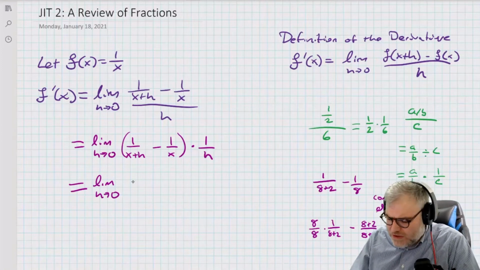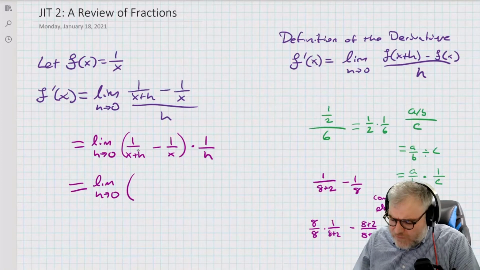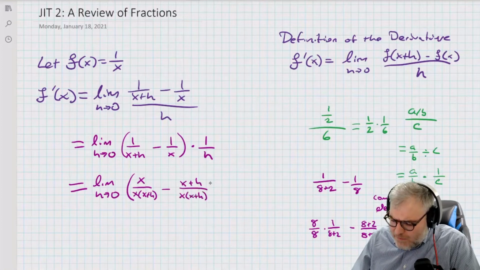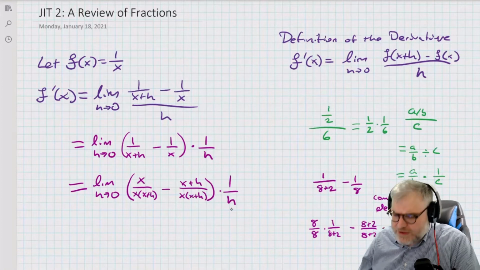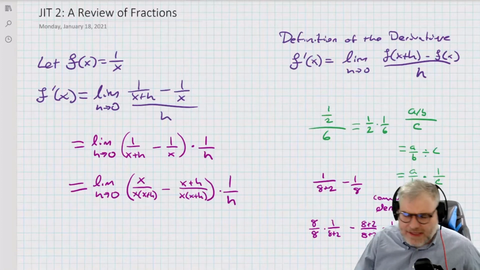So what I'm just going to do is multiply the first bit by x over x. So this becomes x over x times x plus h, minus x plus h over x times x plus h. And then remember, I'm still multiplying by 1 over h. 1 to 5, how do we feel about that one?